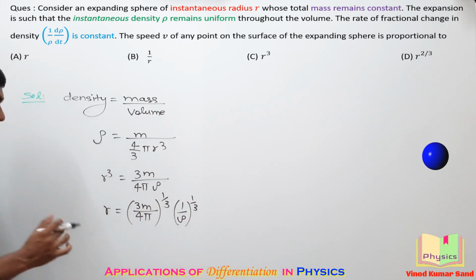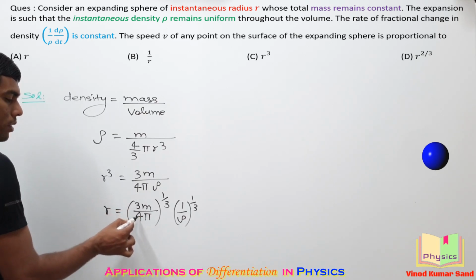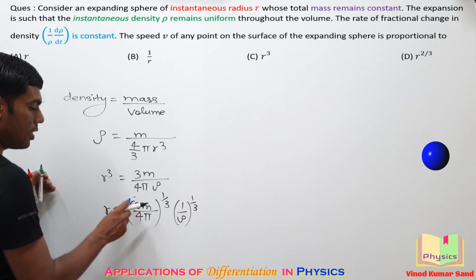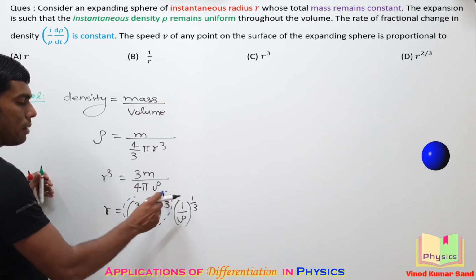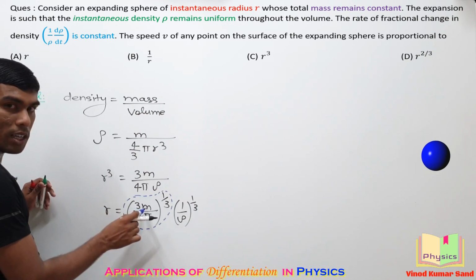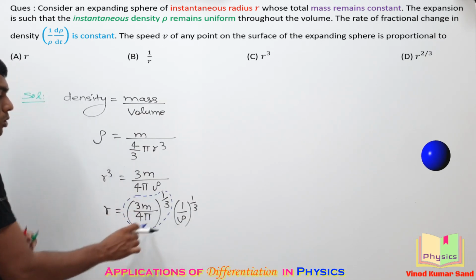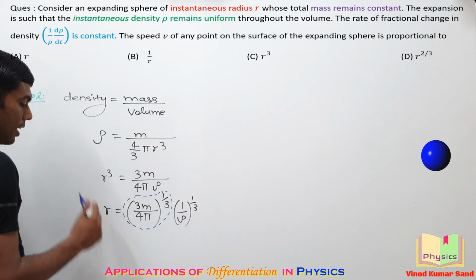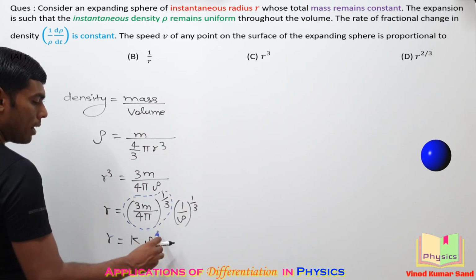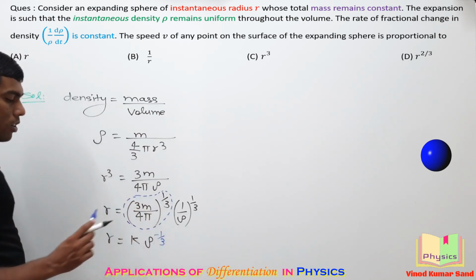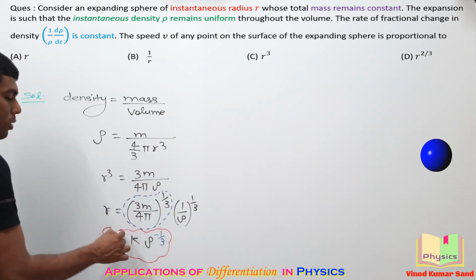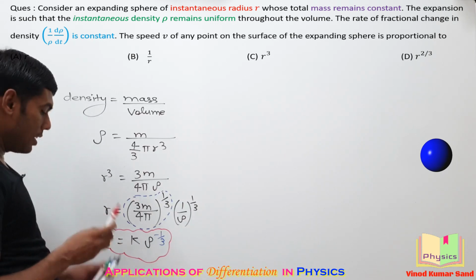Do you agree? This 3, this m, this 4, this pi is everything constant here. Pay attention. All these parameters here are constant according to the language of the question. The mass is already given constant in the question. So this constant I can write as k. Then R is equal to k rho to power minus 1 by 3. Do you agree? This relation looks a bit simple and our calculation will become faster with this.